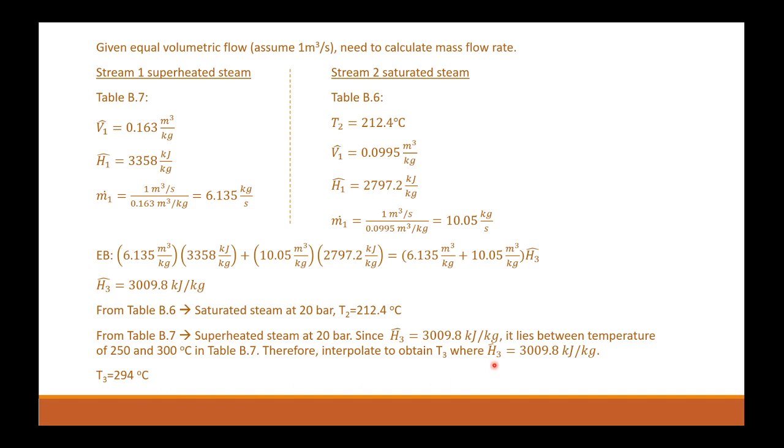Where T3 is 294 degrees Celsius at H3 equals 3009.8 kilojoule per kg.